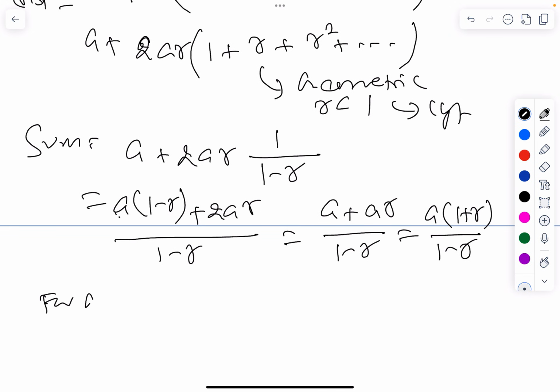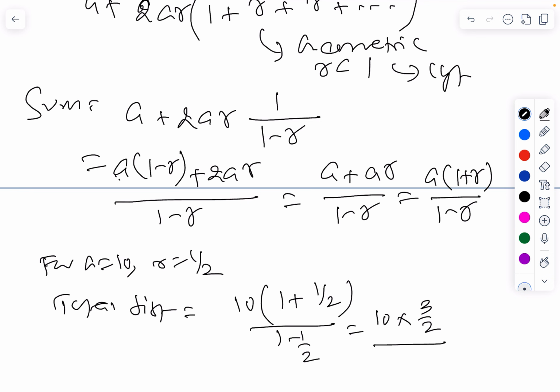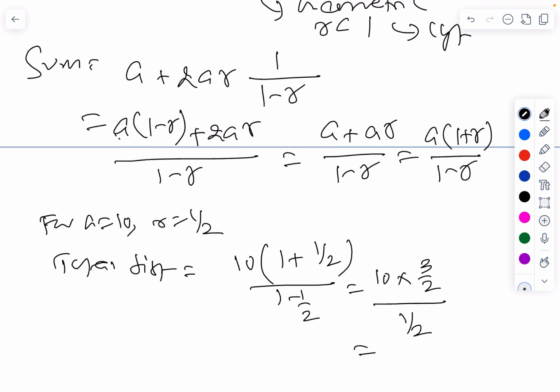So for A equal to 10, R equal to 1/2, the total distance is 10 times (1 + 1/2)/(1 − 1/2). So this is 10, this is 3/2, and this is 1/2. Cancelling, 30 meter total distance covered. If you drop a ball 10 meter above the flat surface, and each time it rebounds half, then the total distance covered by that ball up and down is 30 meter.